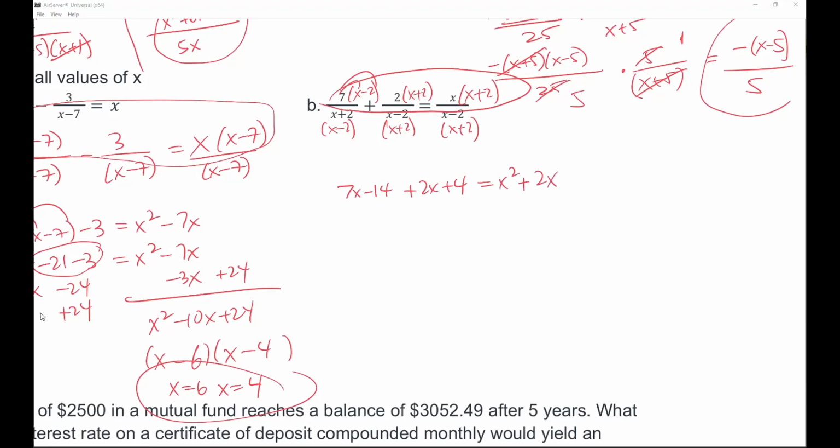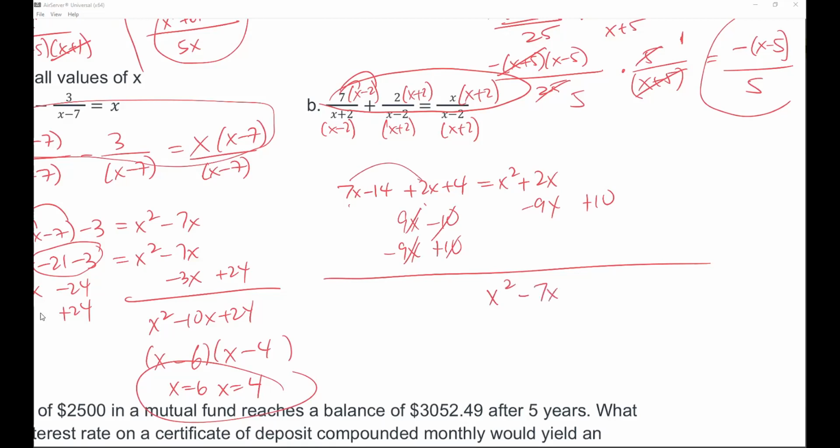Combine like terms here. We want to make the a equal to positive 1, so we're going to move everything to the right. All right, so this is 9x minus 10. And I'm going to subtract the 9x here, subtract the 9x here. I'm going to add the 10 here. When I do that, this all cancels out here. So 7x, this is all done. So it'll be x squared minus 7x plus 10.